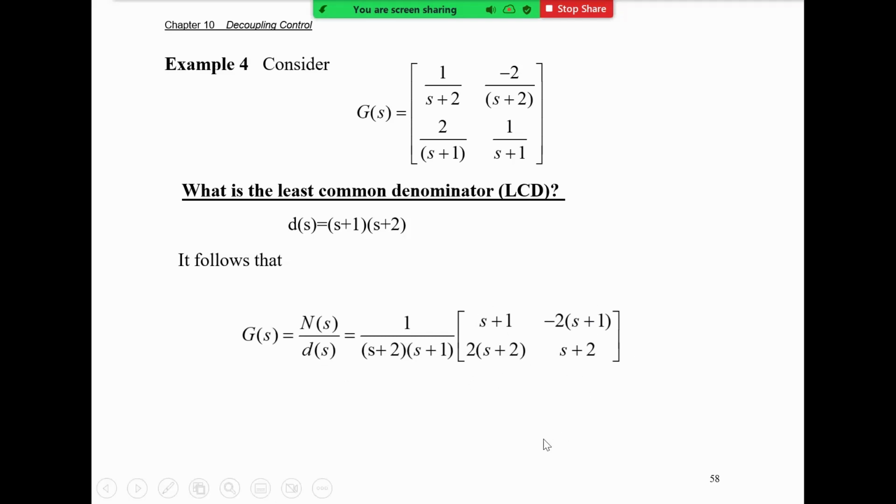So we are left with this one. Then we check the determinant of this matrix. You can check that it is actually just 5 times S plus 1 times S plus 2.